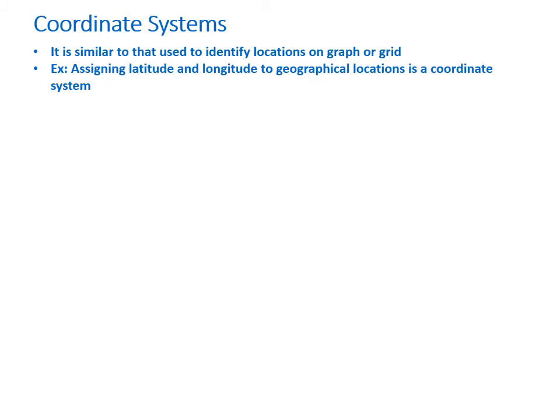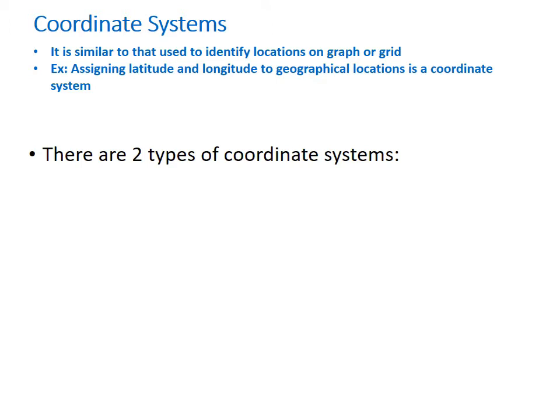Okay, now that we have understood what is a map, what are all the map elements, that is very important, and the classification of maps and the topographical map developed by Survey of India. The next one that we try to understand is the coordinate system. It is very similar to that used to identify locations on a graph or a grid. Example, assigning latitude and longitude to a geographical location is a coordinate system.